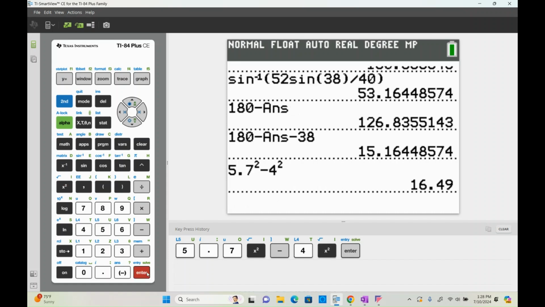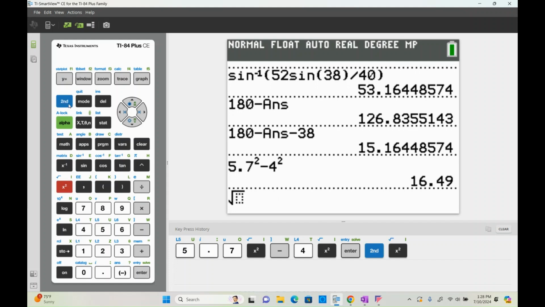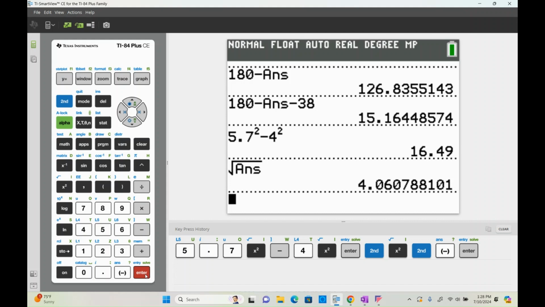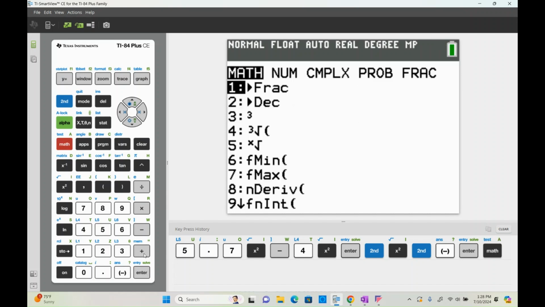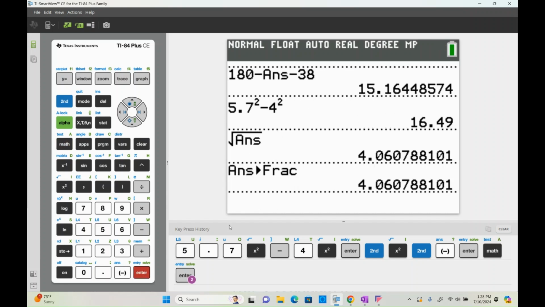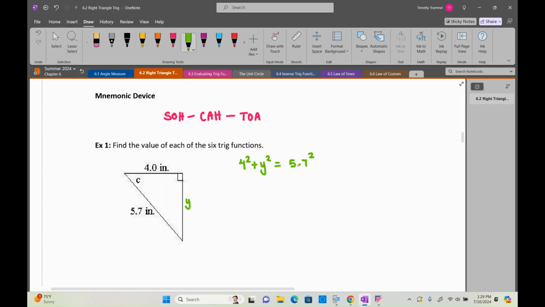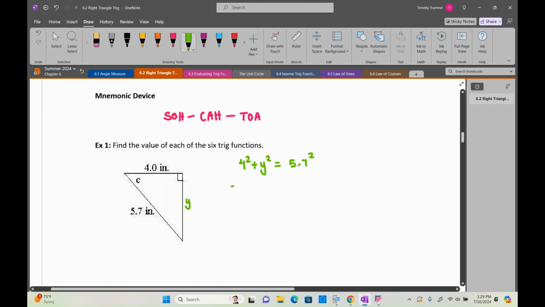And then we do want to take the square root of this, although I don't know that it's going to come out extremely nice. It doesn't. So I'm just going to write the square root of 16.49. I could check real quick if this could be written as a fraction. It can't. So just the square root of 16.49.